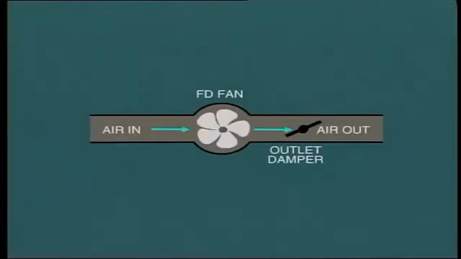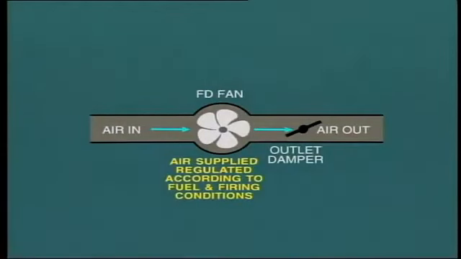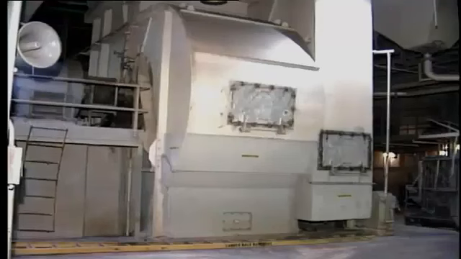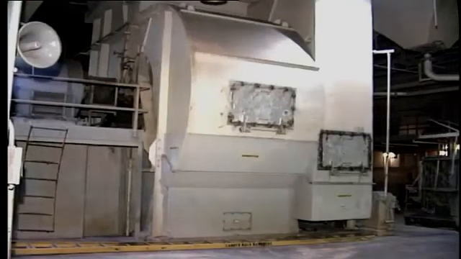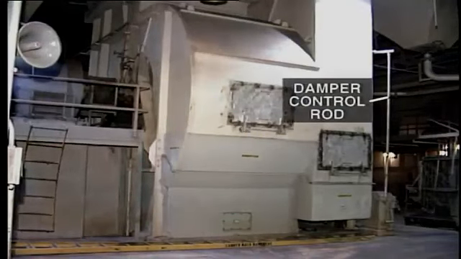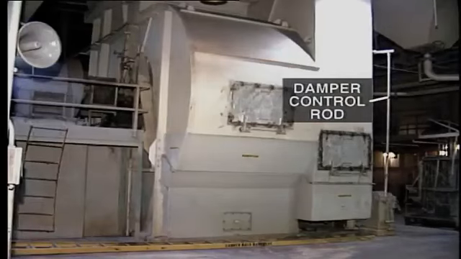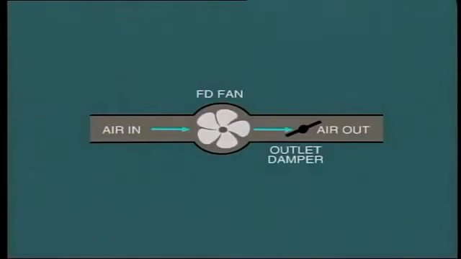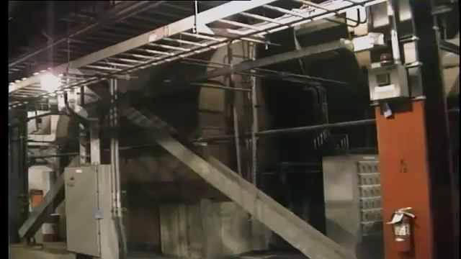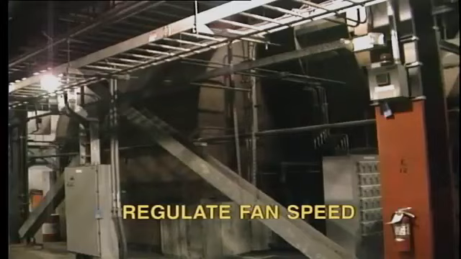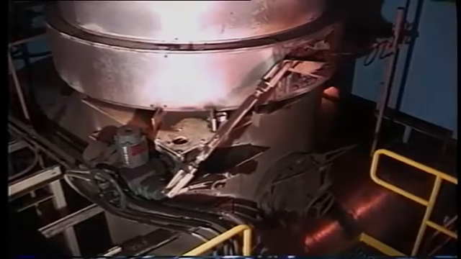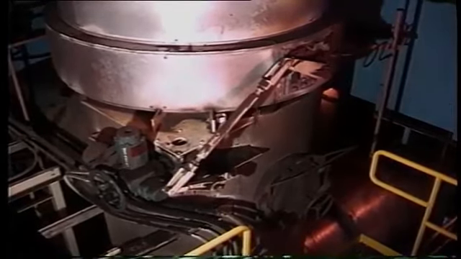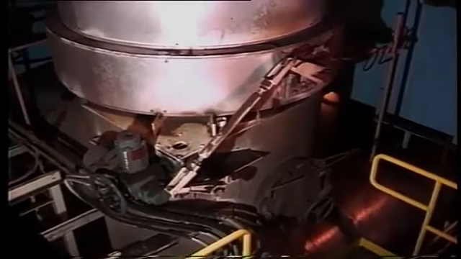The total quantity of air supplied must be regulated according to the amount of fuel being supplied and the actual firing conditions. The conventional way of adjusting forced draft is to adjust the opening of the inlet damper supplying air to the fan. The discharge damper is normally used for isolation only. Another adjustment method is to regulate the speed of the fan. Control is normally effected remotely and generally automatically, as we'll see later.